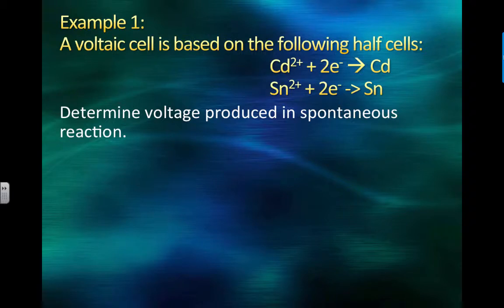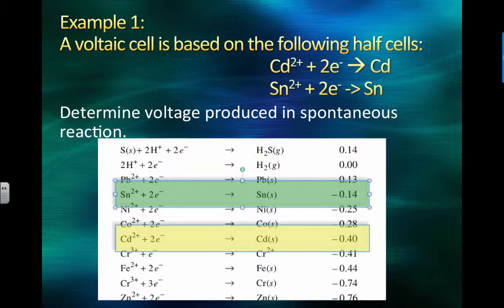For example, let's look at the reaction between cadmium and tin. How do we decide which one is going to be the cathode and which one will be the anode? We want it to be spontaneous, so we need a positive voltage. So I'm going to compare their reduction potentials on my chart. So in the yellow, you'll see the cadmium.